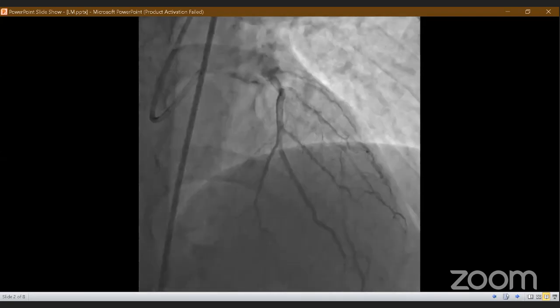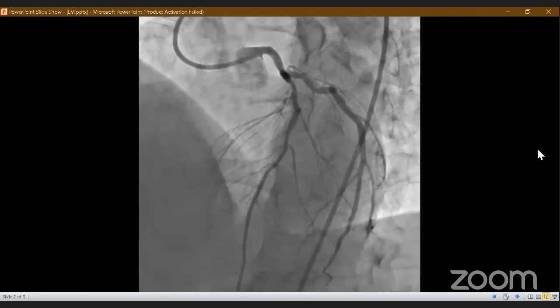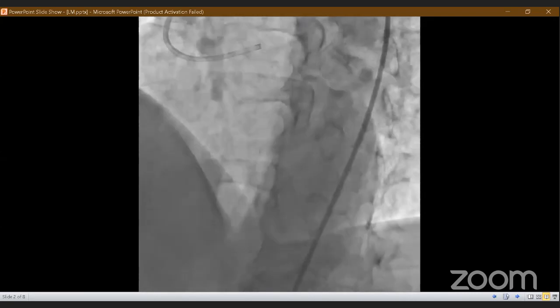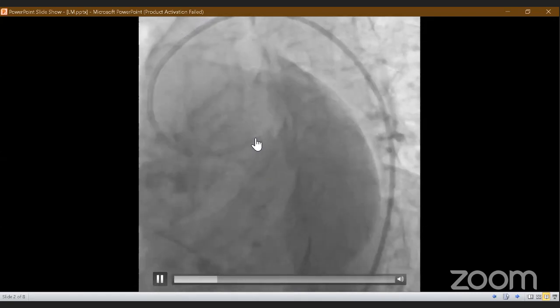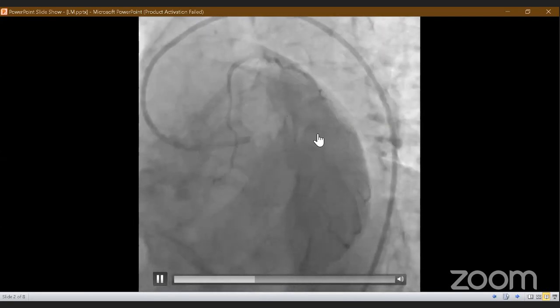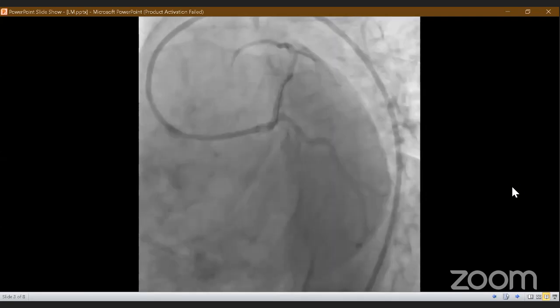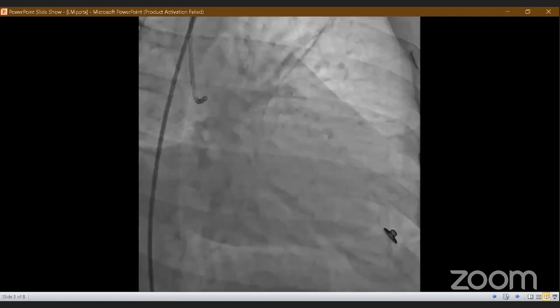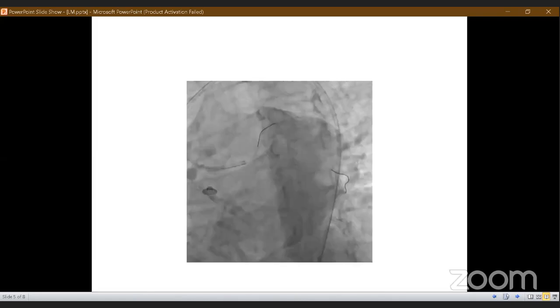Here I will go fast. The plan was to go for direct stenting from the left main directly to the LAD provisionally. Of course, wiring, oh, sorry.